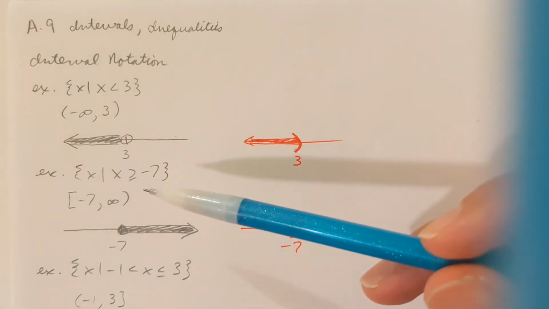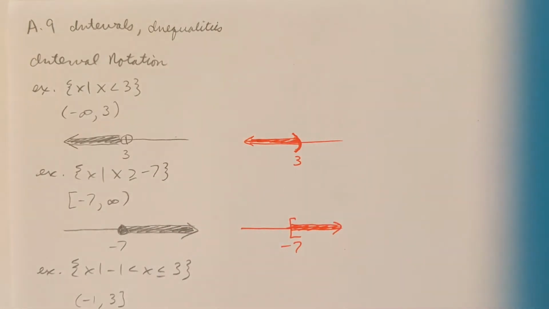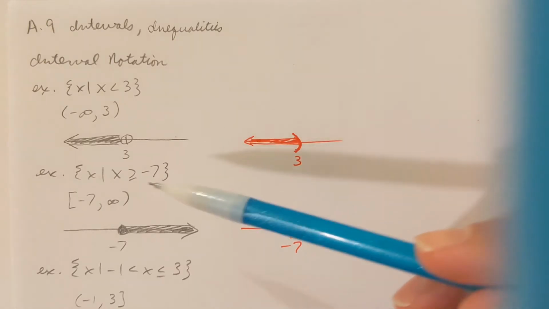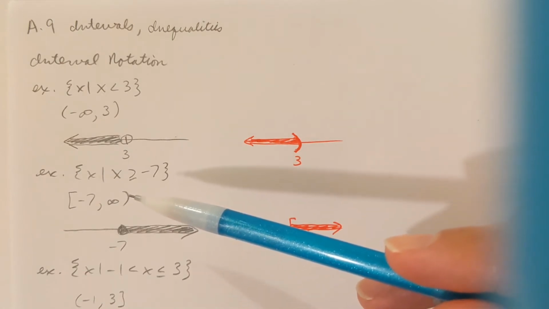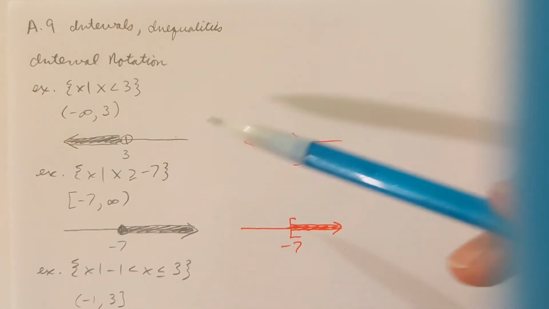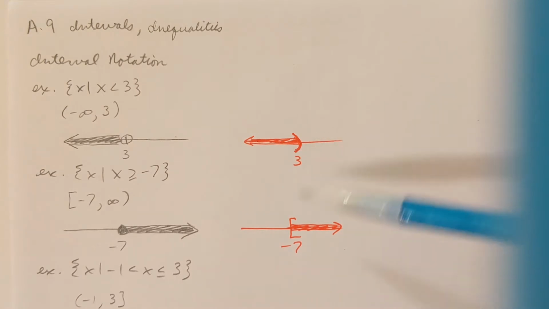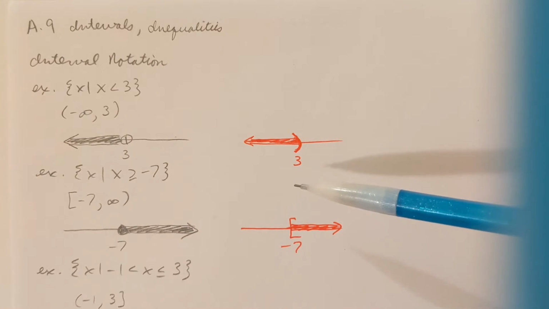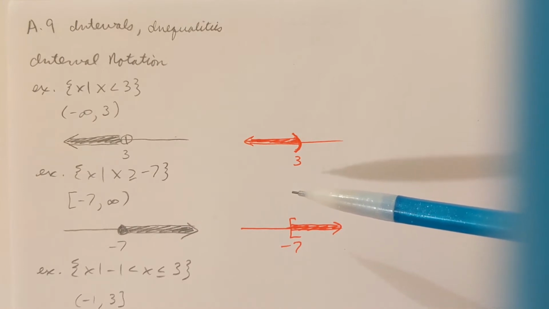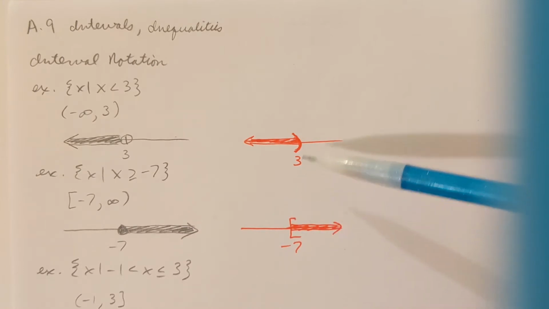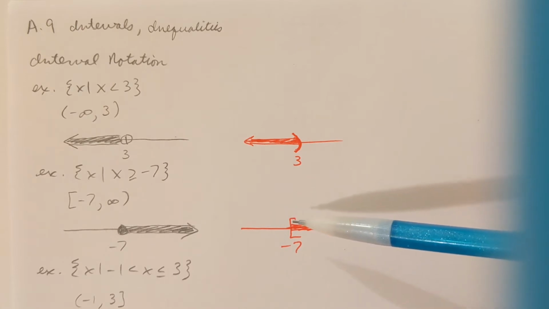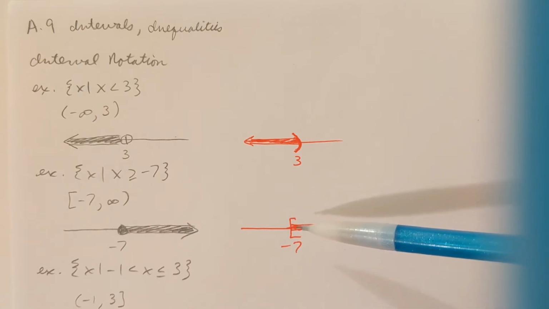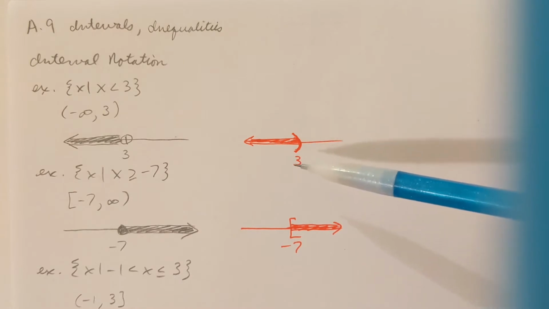By the way, there is an order to how we should be writing things in interval notation. You always want the smaller number first, bigger number second. So I wouldn't write infinity comma negative 7. That makes no sense. Here's another way on the number line. Instead of using open and closed circles, I can use parentheses and brackets. Use a bracket if you're including the number, parentheses if you're not including the number.